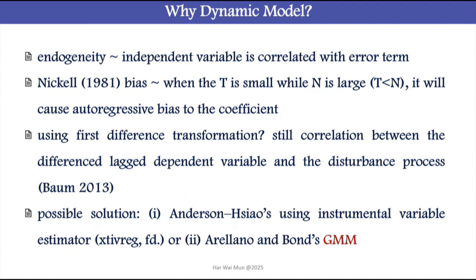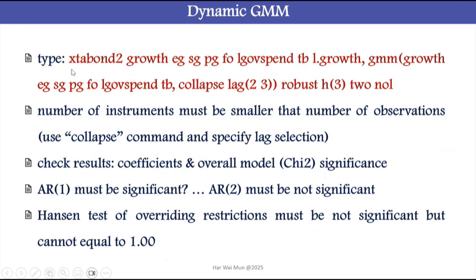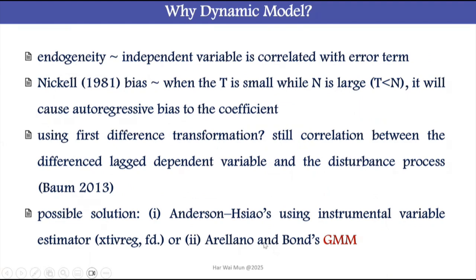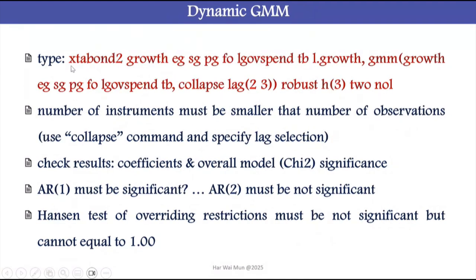This GMM method was introduced by Arellano and Bond. XT is for panel data, and Arellano-Bond is the two persons' names. So the software command is xtabond2. If your Stata software does not have xtabond2, for example if you just bought Stata as a completely new original, it only has the basic commands. So you have to install it: ssc install xtabond2.